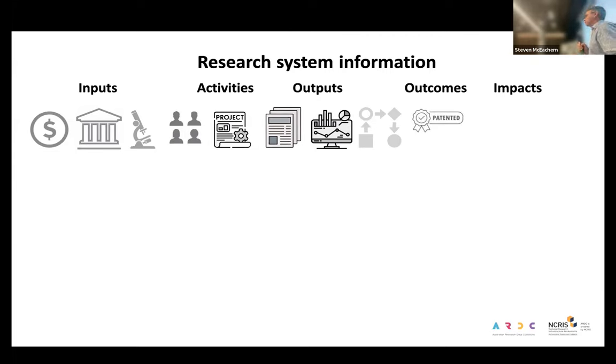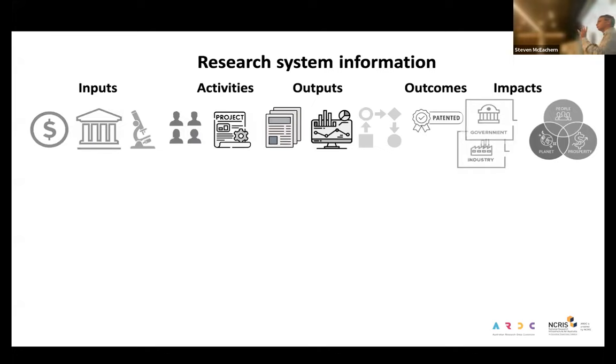Outcomes would be when it is used and applied by government or industry. And then in the end, the impact would be measured by prosperity, people and the planet. So that's a way of looking at some of the artifacts and actors in a research system. And quite often this information infrastructure that we're talking about today is trying to talk about all of those things, to talk about what's happening in the research system.